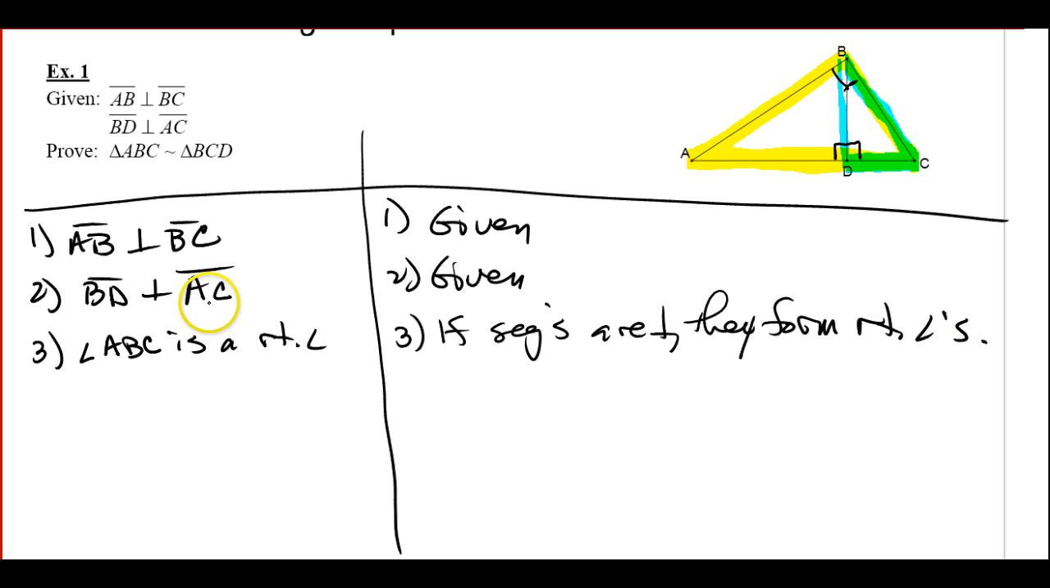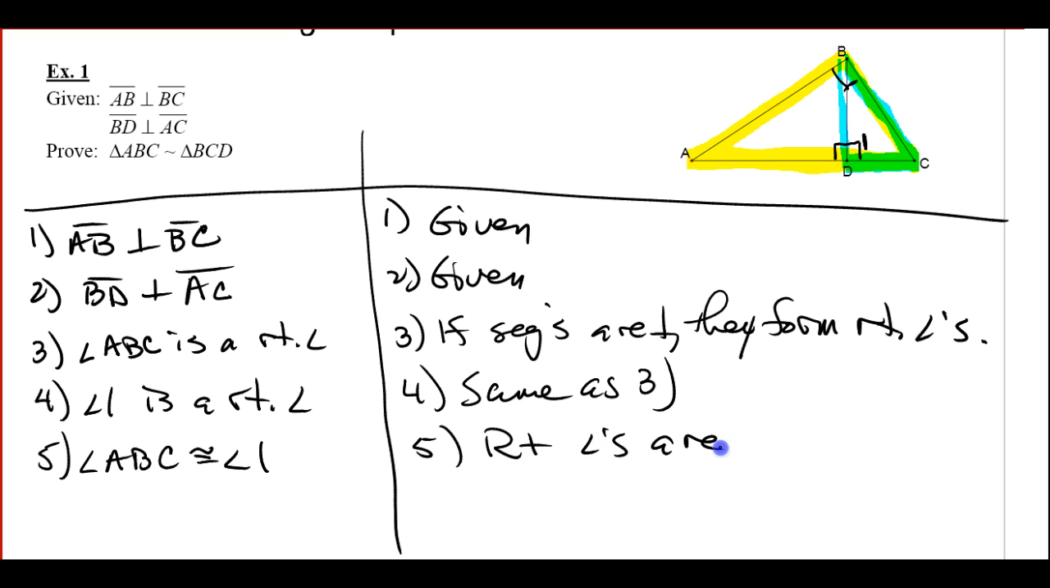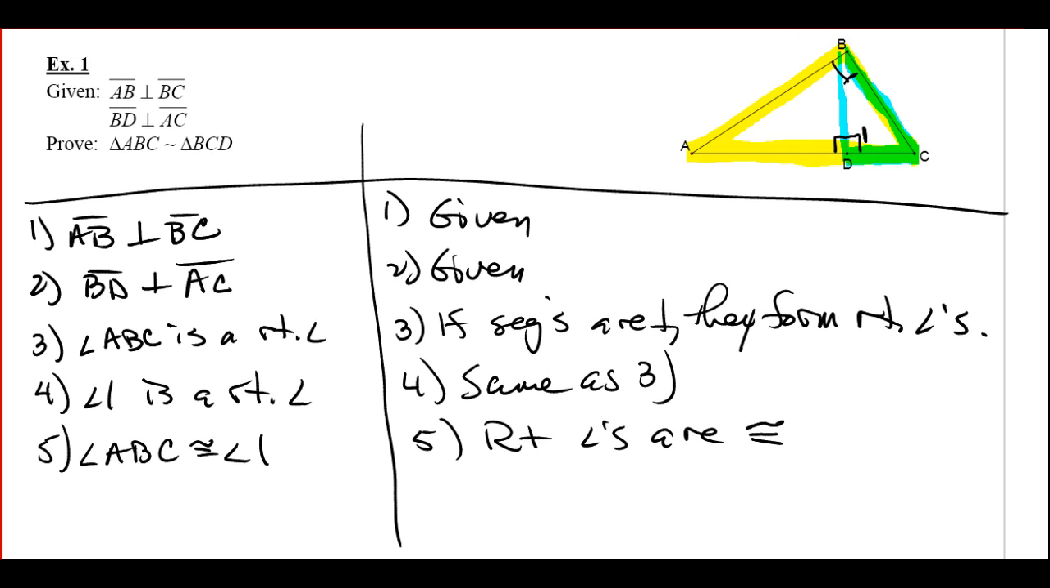And since BD and AC are perpendicular, really I want this right angle over there. I'm going to call it angle 1. So step number 4, angle 1 is a right angle, same as 3. And then since they're both right angles, I know they're congruent. Angle ABC is congruent to angle 1. Right angles are congruent. So that's one pair of angles congruent, and then I need another pair.